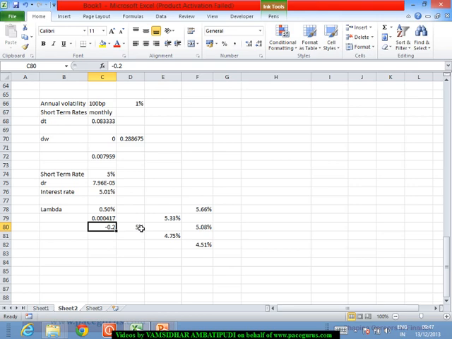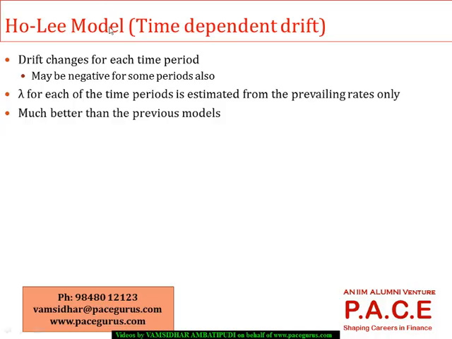That's one more interesting aspect of this model, which is called the Ho-Lee model. The only difference from the earlier model is that in a Ho-Lee model we talk about different lambdas, which means different drifts for different periods. In some cases these drifts may be positive, in some cases negative, and all of them may be different, or they may be equal also.